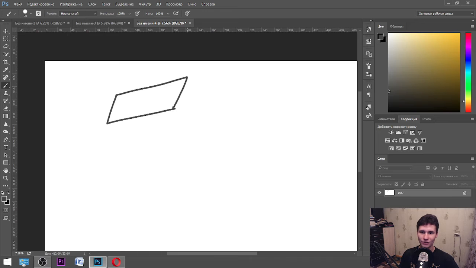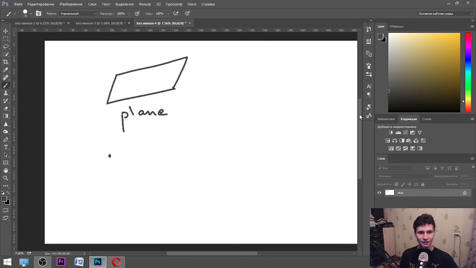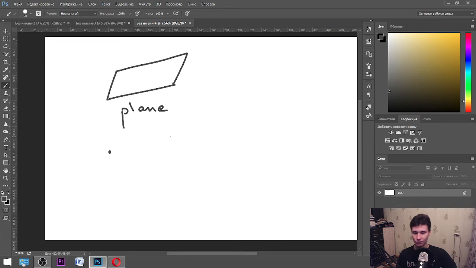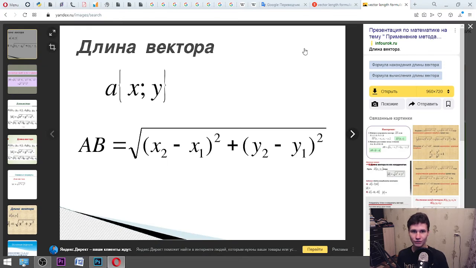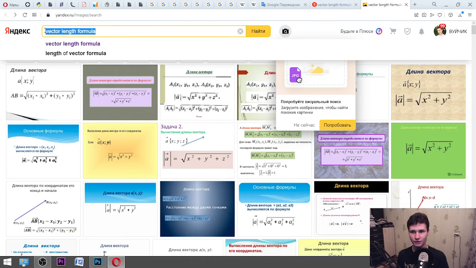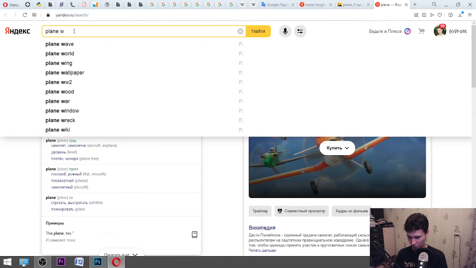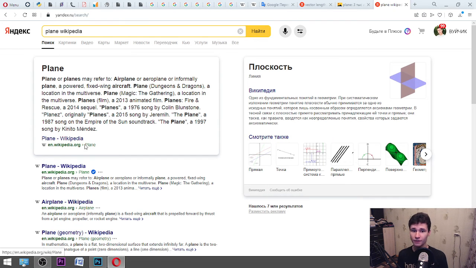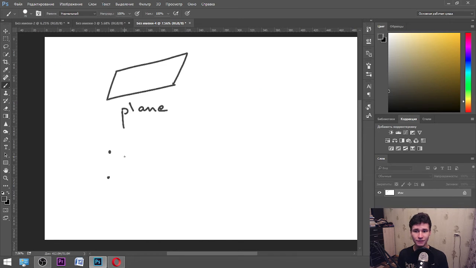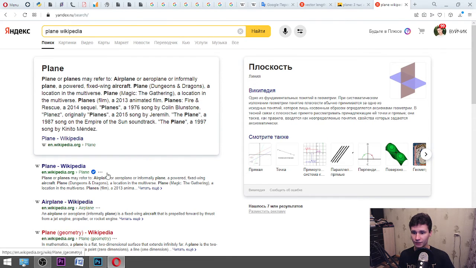I imagine that these parts are parallel. And it is a plane. We have dots, we have lines, and then there will be planes. One moment, I need to Google it. Plane. Wikipedia. Because I need to figure it out. Plane geometry. Let's open it.